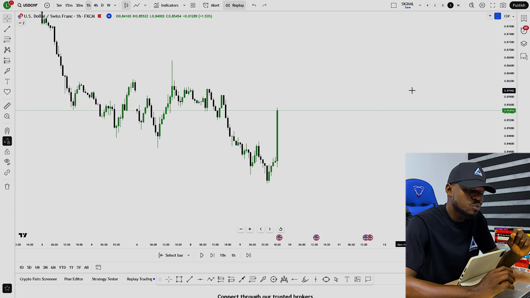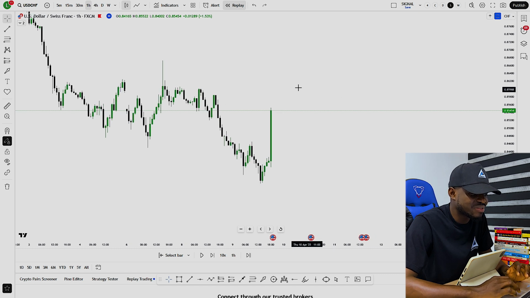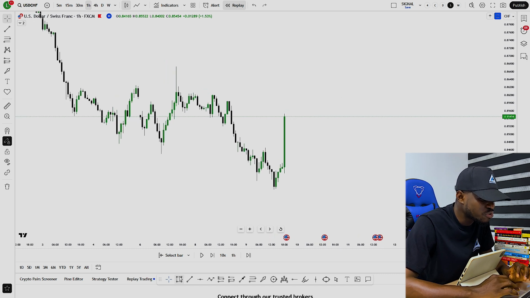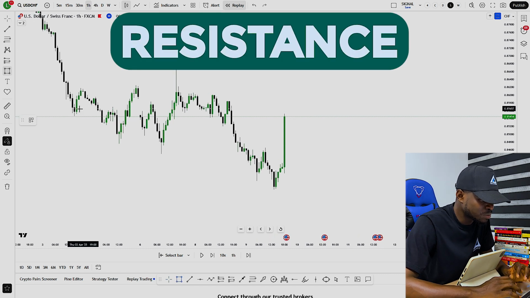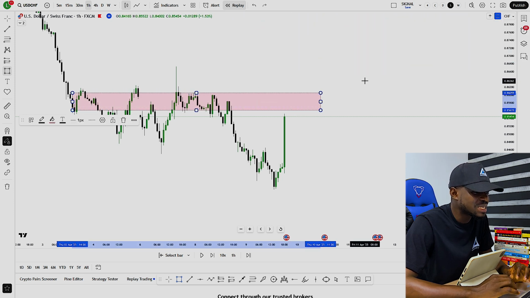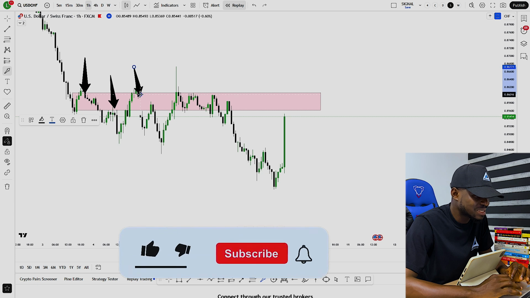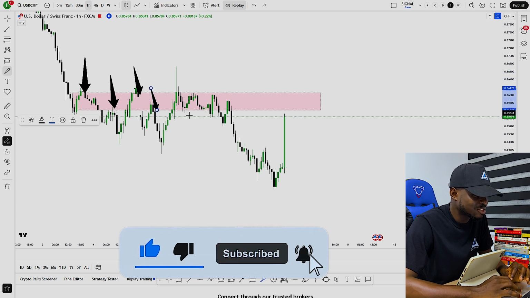The number one rule: don't use this reversal system just anyhow. The best place to trade this reversal system is at the frequent key level zone. And if you look at this key level zone here, you will agree with me that price reacted in the past multiple times. Price reacted here, price reacted here, price reacted here, price reacted around this zone here.